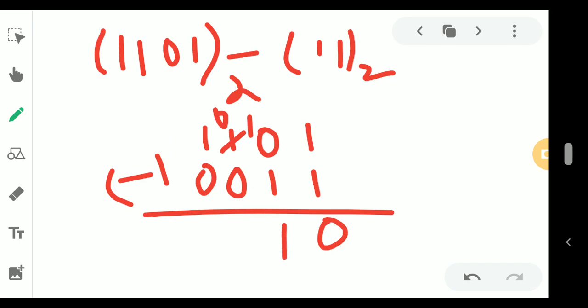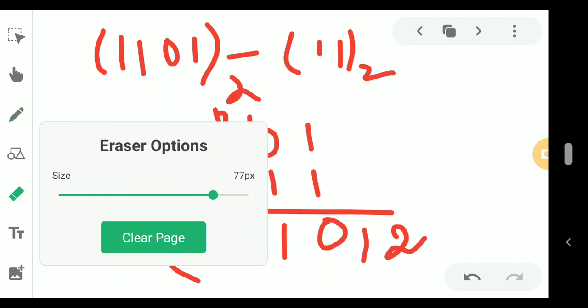Next, this 1 becomes 0 because from here I have taken the borrow. So 0 minus 0 is 0, and 1 minus 0 is 1. So this is your final answer: 1101 minus 0011. In this way we can perform it. I hope it is clear. Now we are moving to another sum.